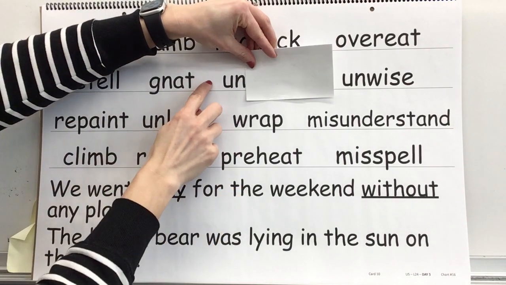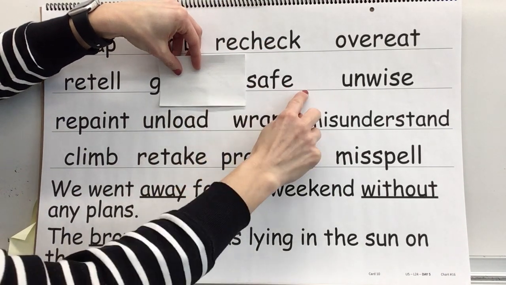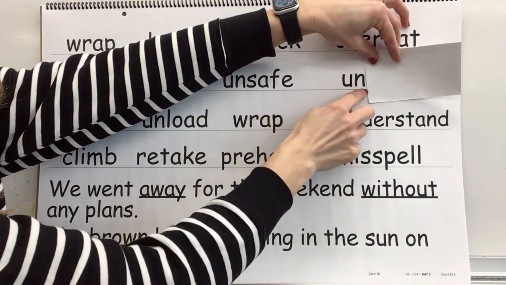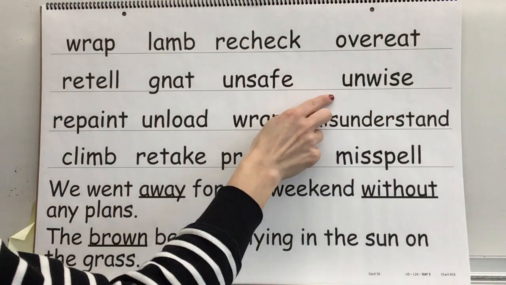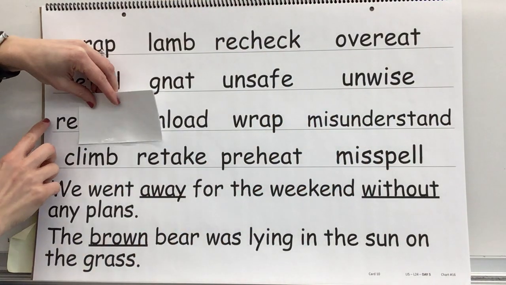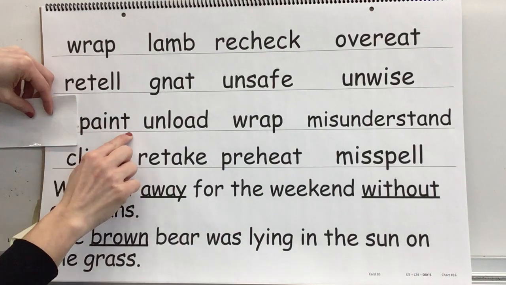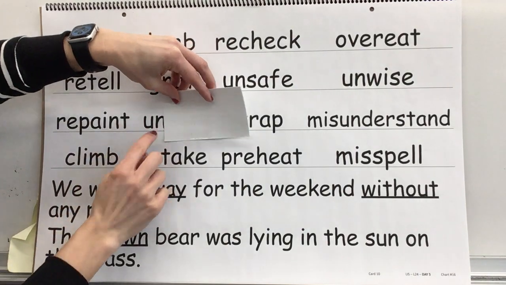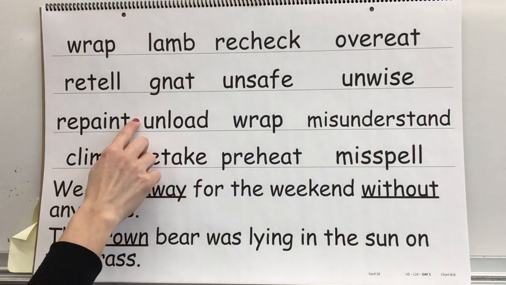Sound. Word. Gnat. Prefix. Un. Sound. A. Base word. Safe. Word. Unsafe. Prefix. Un. Sound. I. Base word. Wise. Word. Unwise. Prefix. Re. Sound. A. Base word. Paint. Word. Repaint. Prefix. Un. Sound. O. Base word. Load.